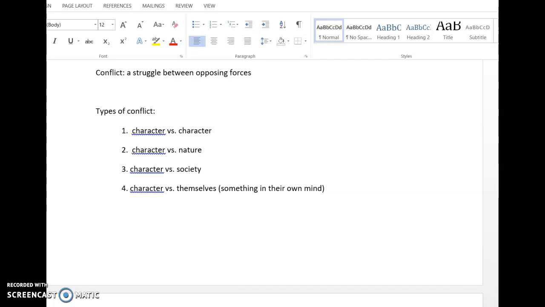Really doesn't happen. There's no character versus character in There Will Come Soft Rains. It's more character versus nature, or the house versus nature, because nature's slowly overtaking the house again now that the humans are gone. So that one's kind of a different story that way.